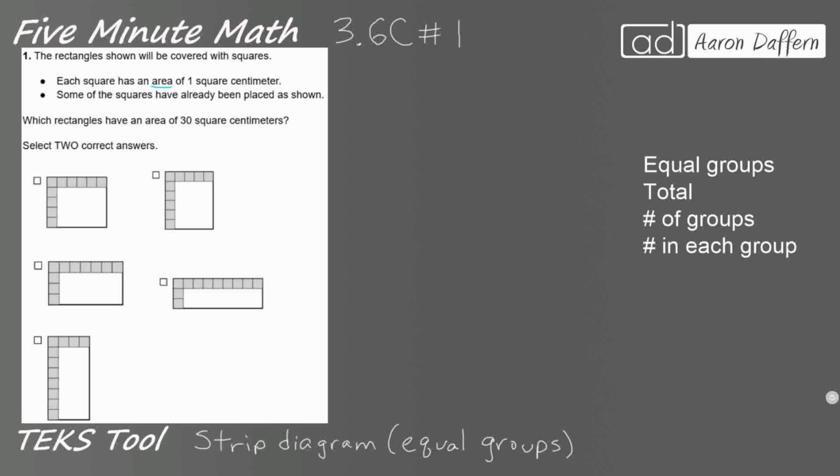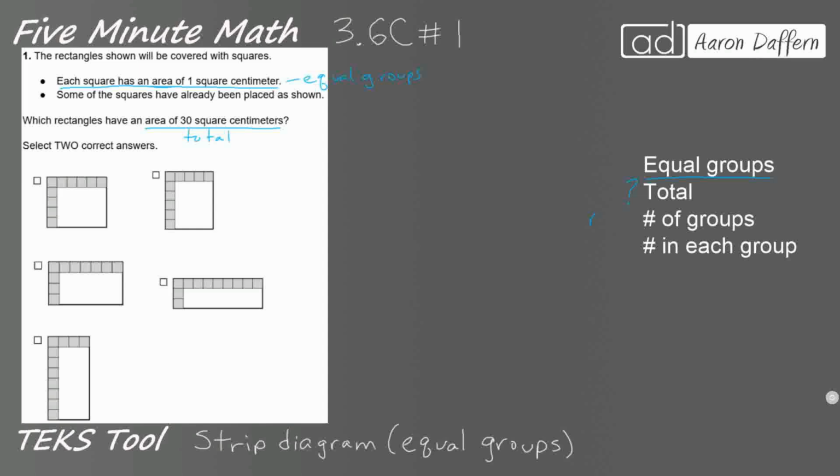looking at columns and rows of squares, which means this is an equal group problem because each square has an area of 1 square centimeter. That lets you know that we have our equal groups right here. We can view our area as an equal group problem before we really start investigating the formula in grade 4. We're looking for the total. We need two answers, so there's two of these that actually have an area of 30 square centimeters. So the total is unknown, and what we need are the number of groups and the number in each group.